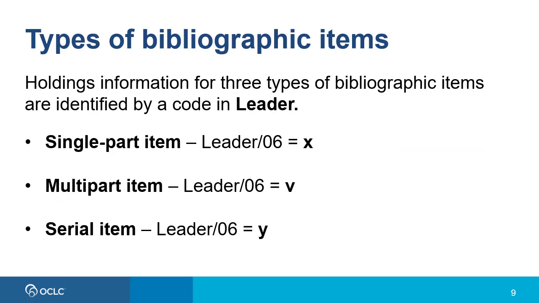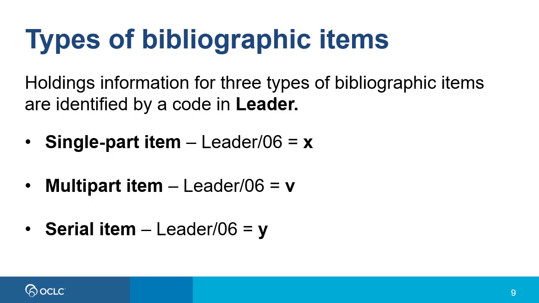MARC format for holdings data is designed to be a carrier for holdings information for 3 types of bibliographic items that are identified by a code in the leader of the LHR. These types are described in the Z39.71 standard as well. So a single part item is an item which is complete in a single physical part, for example, a single map, a single score, a 1-volume book, or a computer file, and this would be a code X in Leader 06.